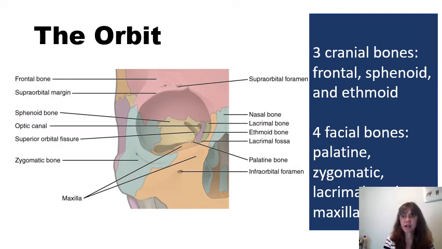Here we have a nice picture of the orbit of the eye. It's made up of 3 cranial bones. The frontal bone makes up the majority of the orbit, as you can see, and the sphenoid and ethmoid bones also contribute to the orbit, as do the 4 facial bones of the palatine, zygomatic, lacrimal, and maxilla. Those all contribute to the orbit of the eye, some more so than others, but the frontal bone really is one of the major contributors.